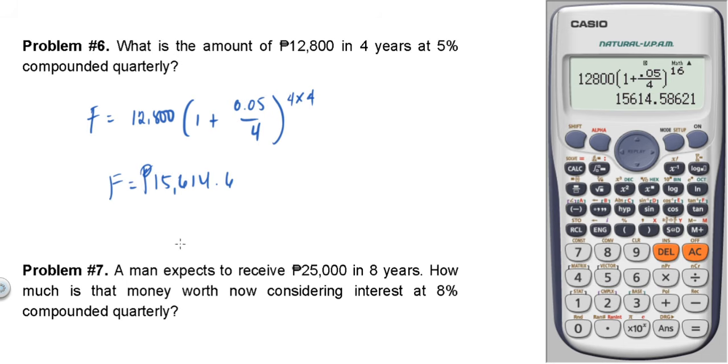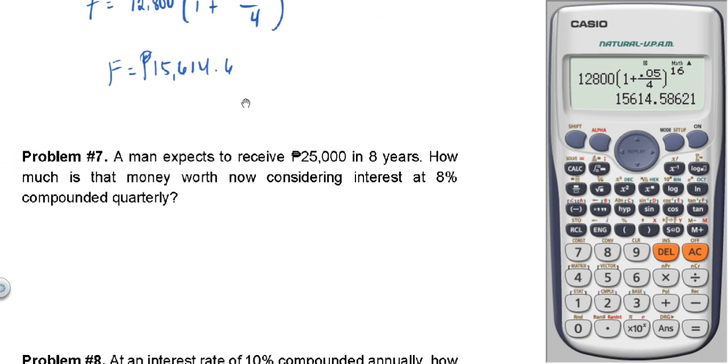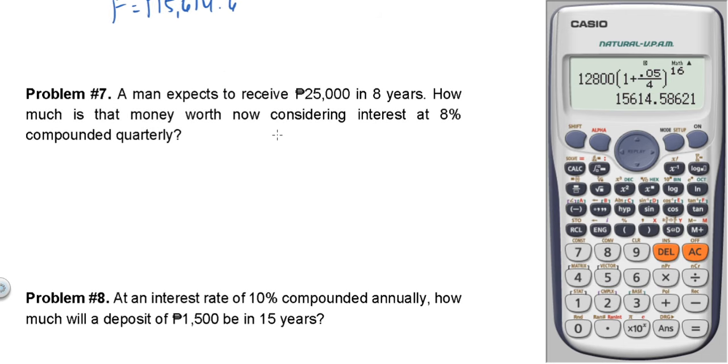Okay. So, number 7. A man expects to receive 25,000 in 8 years. How much is that money worth now? Or now? So, yun yung P, no? Considering interest at 8% compounded quarterly. Okay? So, ang hanapin natin is the P. Okay. So, ito yung expect niya, no? Future ito. Ito yung future amount.